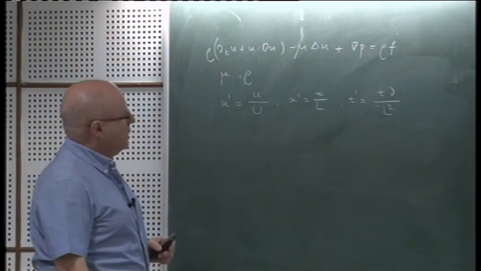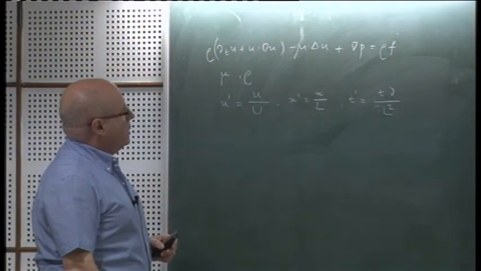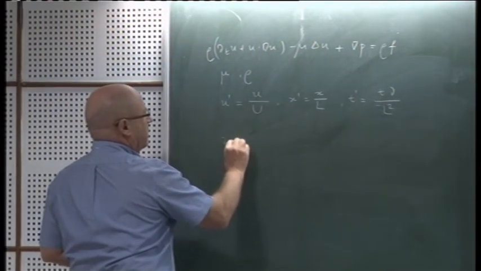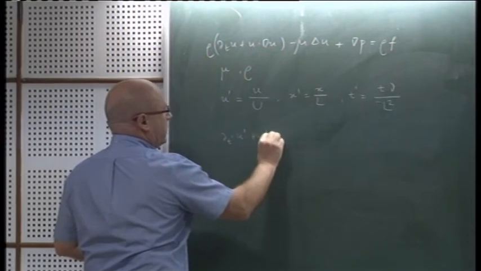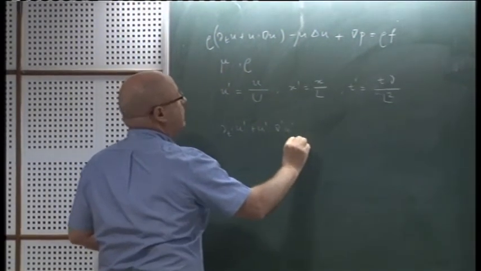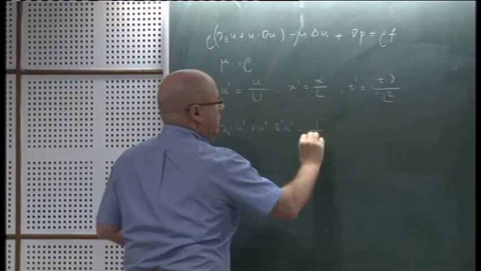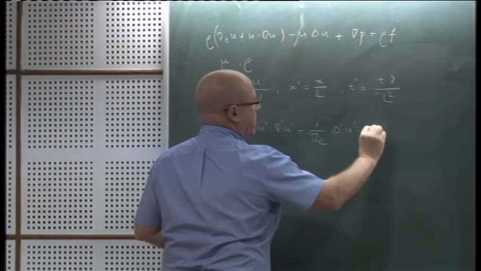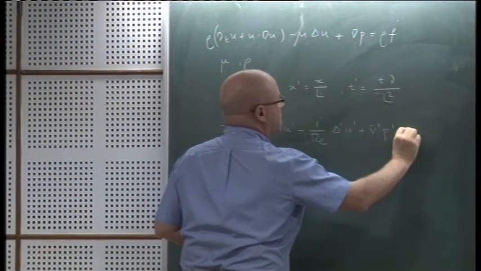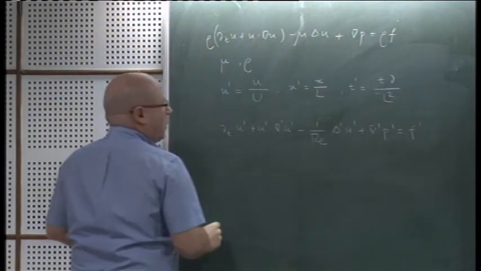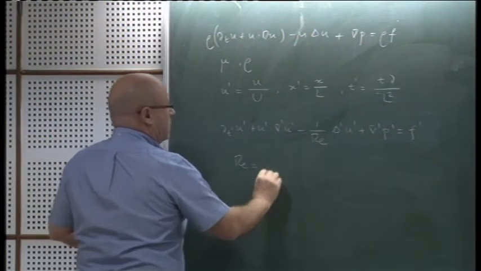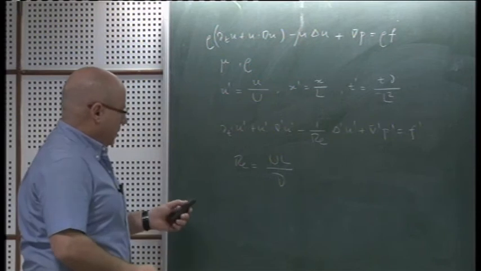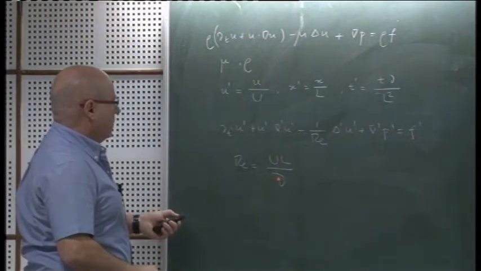Okay, good. If you do that change of variables, what you get is this: the time derivative with respect to the dimensionless variables, everything dimensionless, minus 1 over a certain number, the dimensionless Laplacian of u prime, plus gradient prime of p prime. So everything dimensionless, where the Reynolds number is UL divided by nu. So a characteristic velocity multiplied by a characteristic length divided by the viscosity.